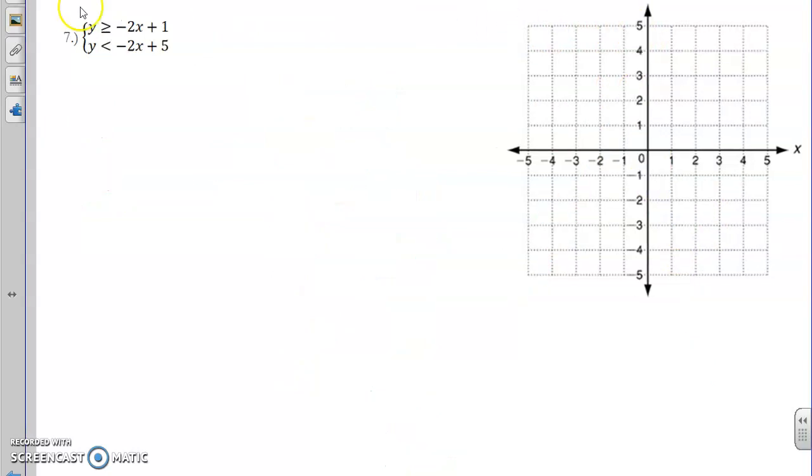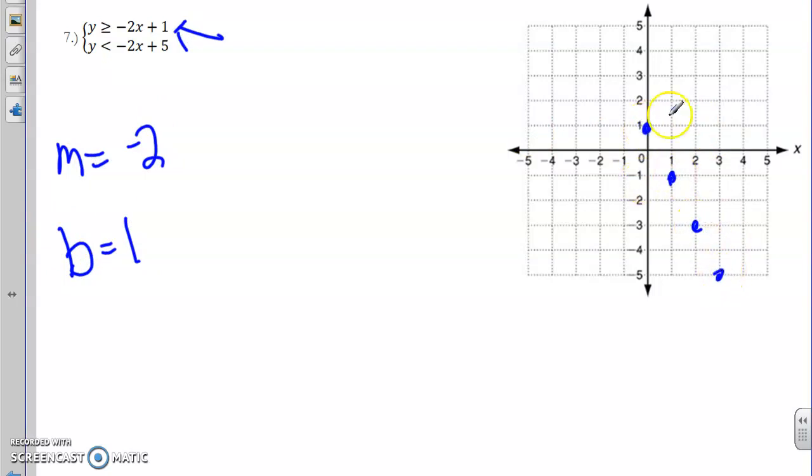Okay. All right, number 7. Both of them are in slope-intercept form already, so that's easy. So first line is slope of -2, y-intercept of 1. So I'll go to 1, down 2, right 1, or up 2, left 1. He is a greater than or equal to, so that means solid line. And greater than means you shade up, so I'm going to point 2 arrows up.